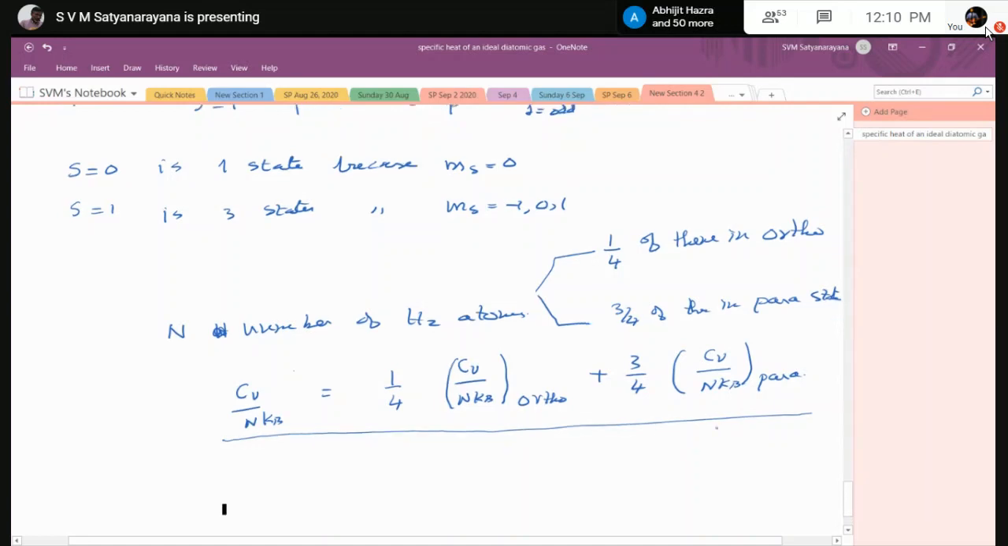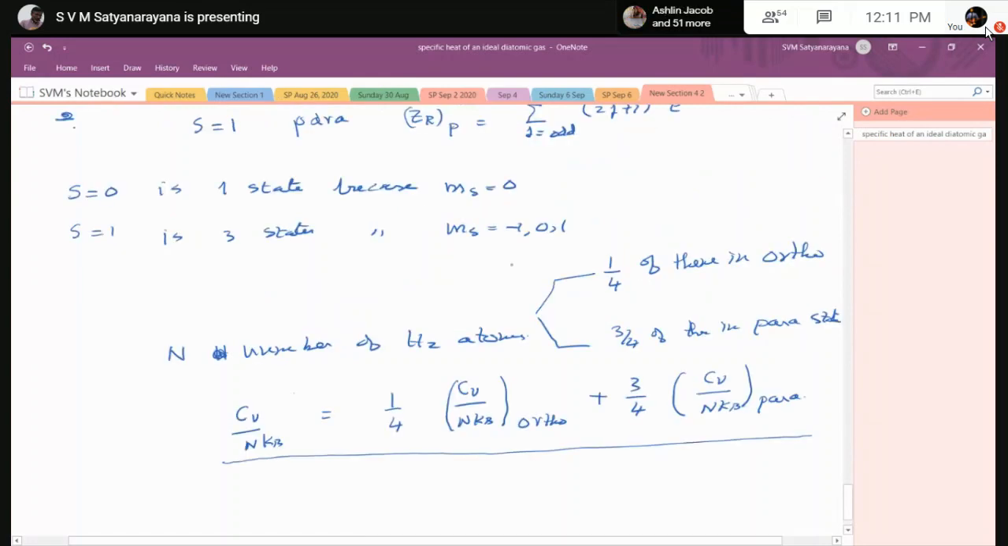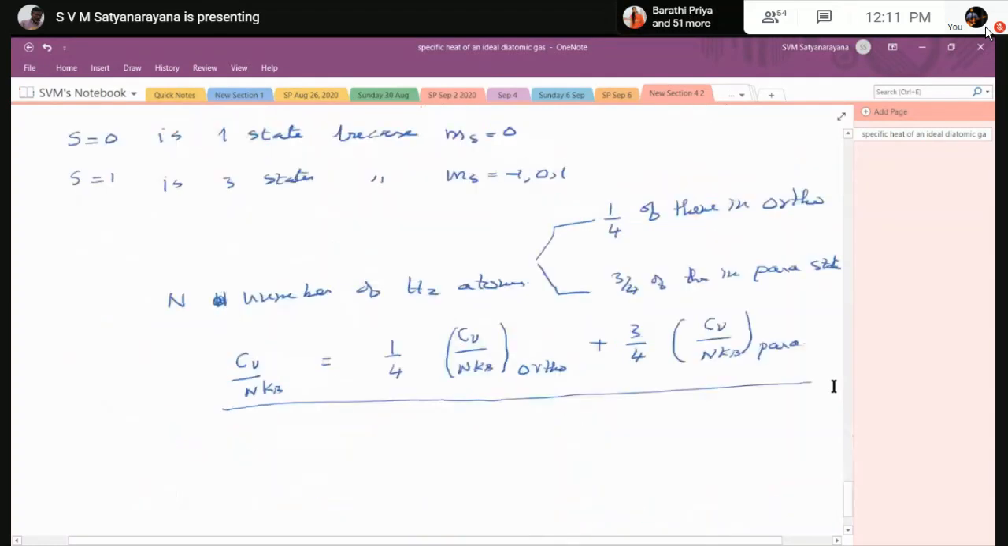Now it turns out that when you do this, you can get a result which agrees with the experiment. That means that hump will not be there if you calculate your CV by NB not as a sum over all j, but you take the sum over even and the sum over odd separately, calculate them, and take their weight in this fashion. Then you will get this.